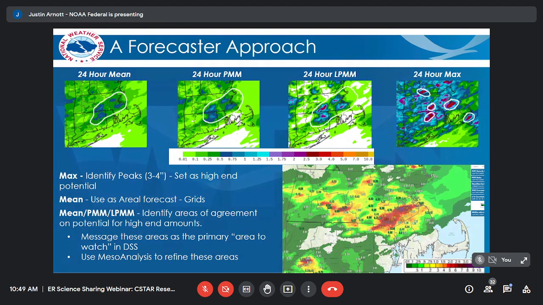So we would look at the NSSL-WRF and ARW and compare it to the max. And if the NSSL-WRF and ARW are showing it as well, then it increases our confidence, and we can also communicate that to the emergency managers that have to keep an extra eye on the hydro situation that may or may not unfold.